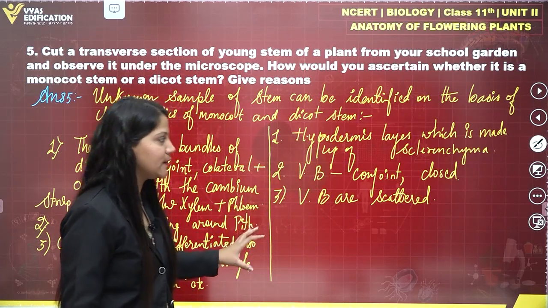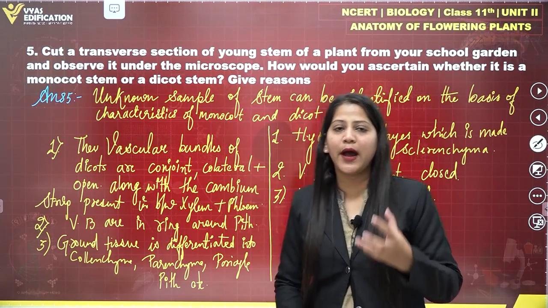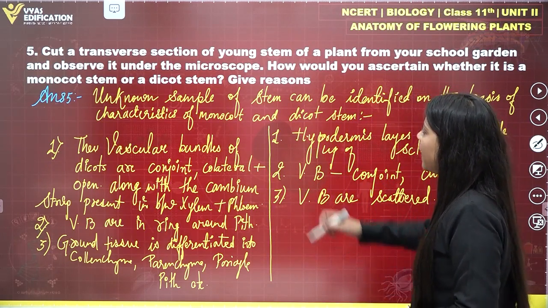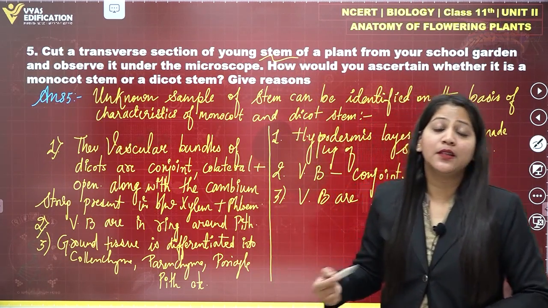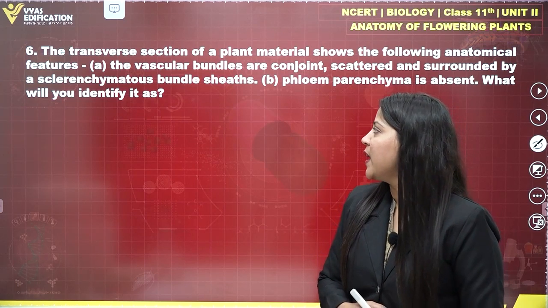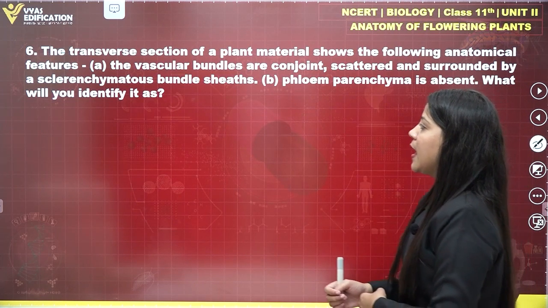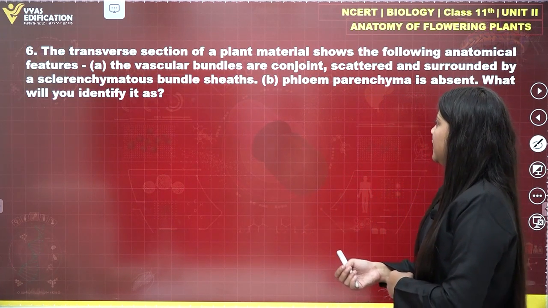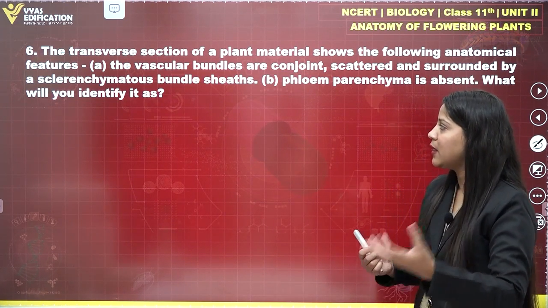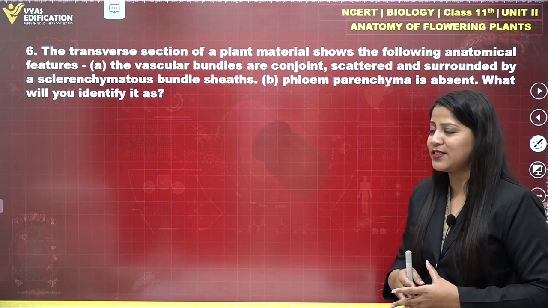We are discussing the characteristics of monocot and dicot stems, on the basis of which we can identify the unknown sample, whether it is a monocot stem or a dicot stem. With this we have completed the solution of question number 5. Now let's discuss question number 6. The transverse section of a plant material shows the following anatomical features. A. The vascular bundles are conjoint, scattered and surrounded by a sclerenchymatous bundle sheath. B. Phloem parenchyma is absent. What will you identify it as?